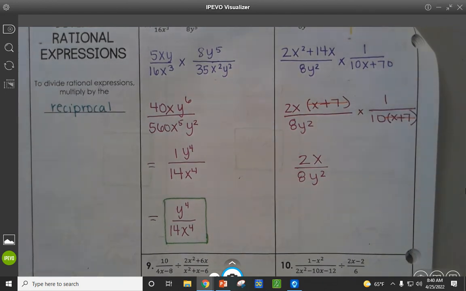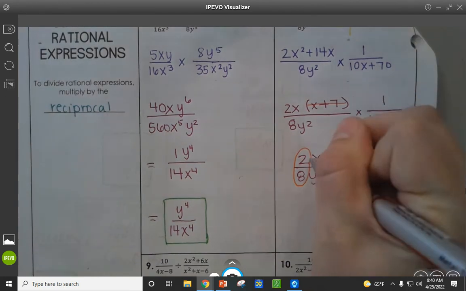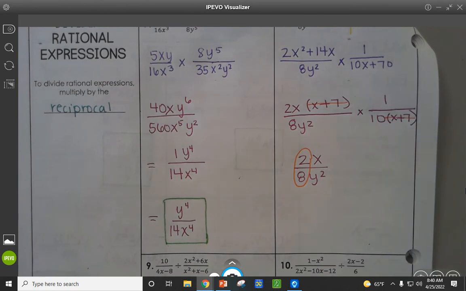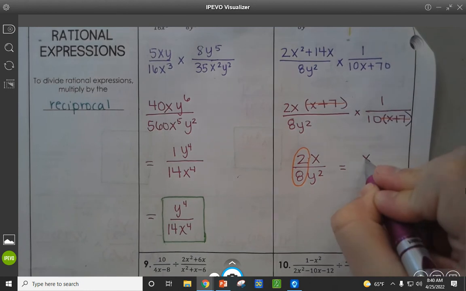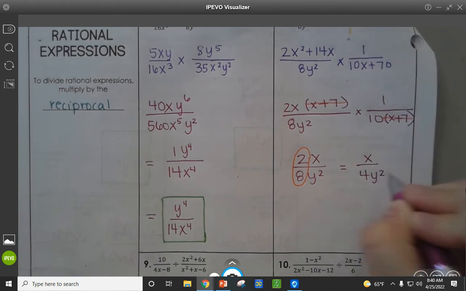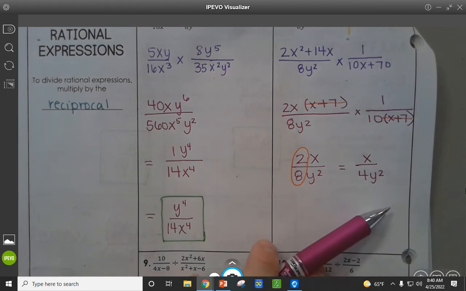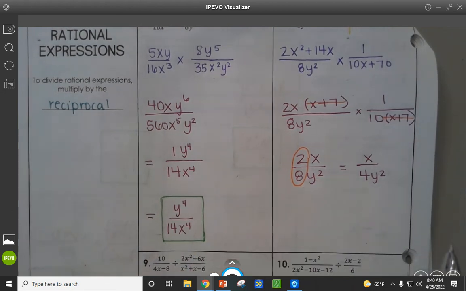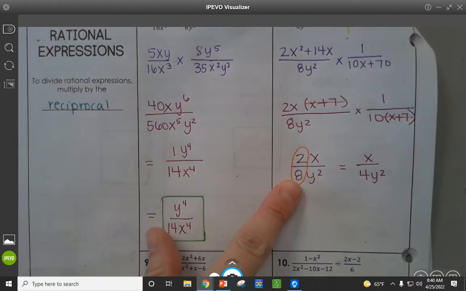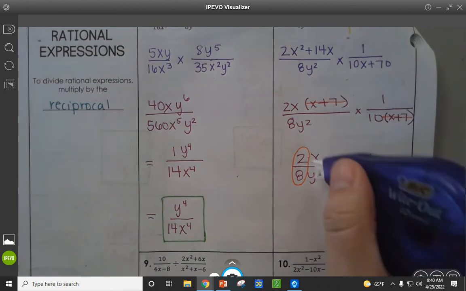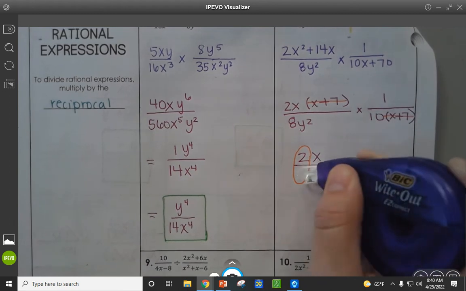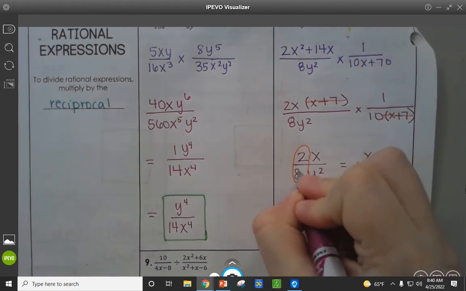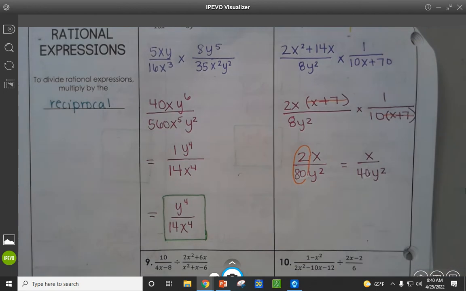Can any of this part simplify? The 2 over 8 can simplify. What is 2/8? A fourth. So this would be x over 4y squared. Oh, yeah, sorry. That should have been 80. So what does 2 over 80 simplify to? 1 over 40. So this would be 40. Thank you.